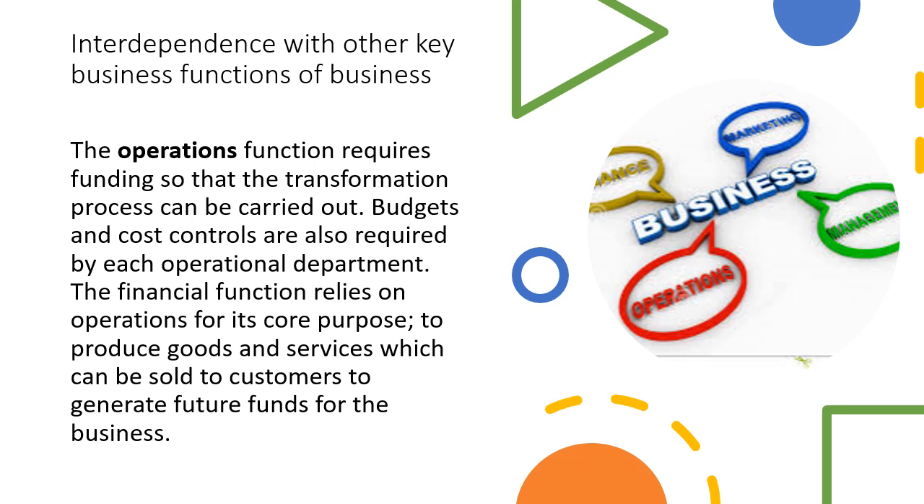So I guess operations requires funding to actually make the product, to be part of the transformation process. Budgets and cost controls are also required, so that way we know where particular money is needed or where a lot of money is being spent, and that could then look at how we're going to minimize these expenses because maybe they're being insufficient or not working to their potential.